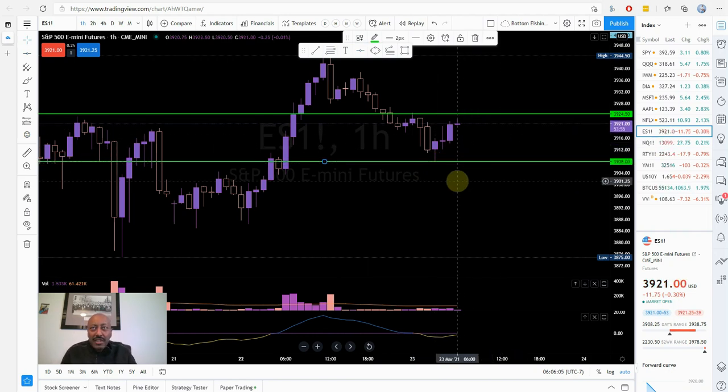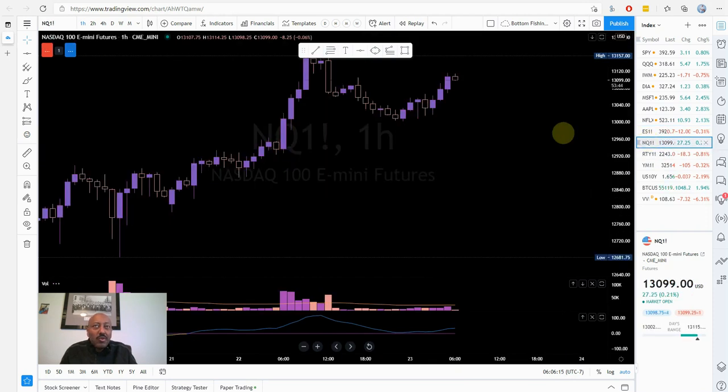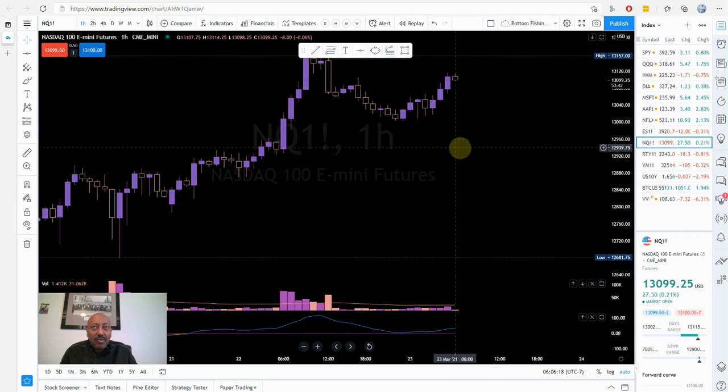So I just want to take a look at what the cash market is going to do in relation to the overnight action. So go down to NQ.